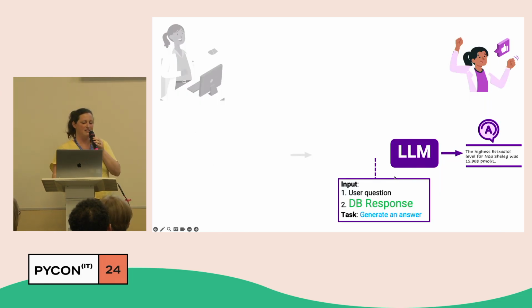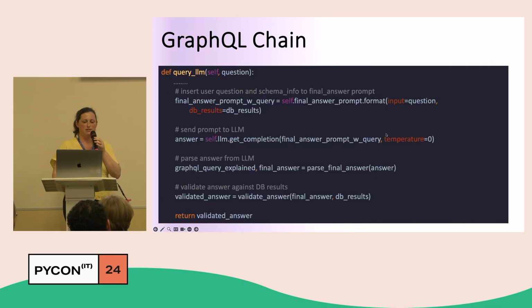So this is the second time we send the prompt to the LLM, and the task now is just to give us an answer based on the database response. And this is how it looks in the code. Again, we have a final answer prompt. It's another prompt, much shorter, very simple. It's an F string that we put the question and the database result into. We ask the LLM for an answer.